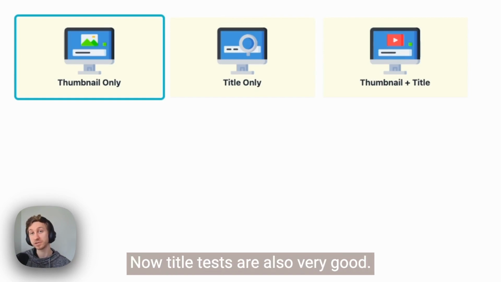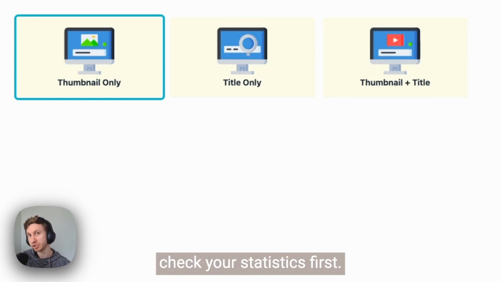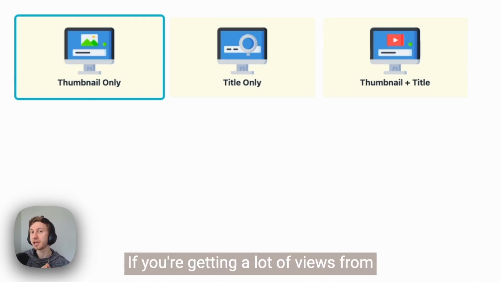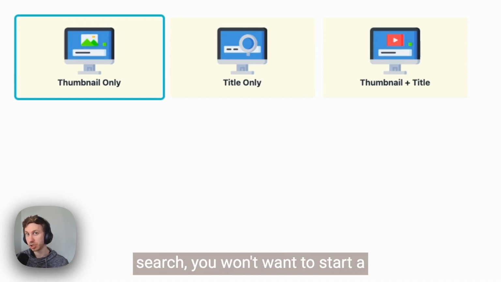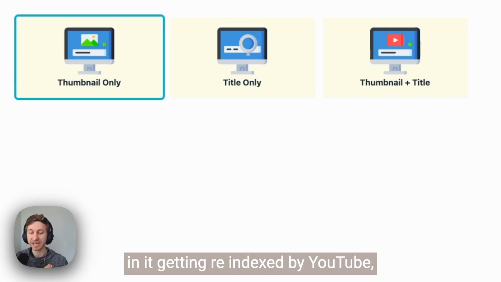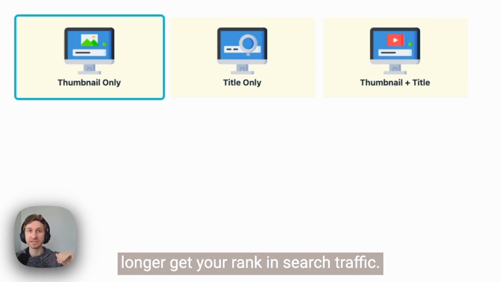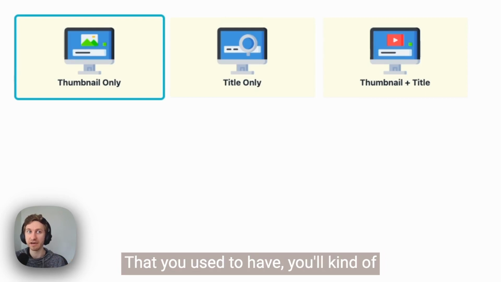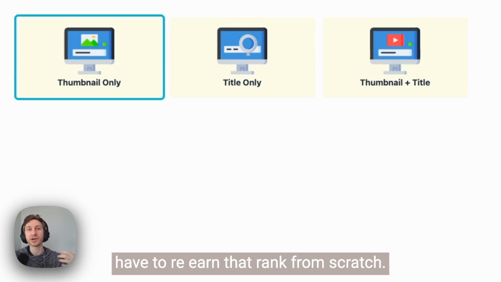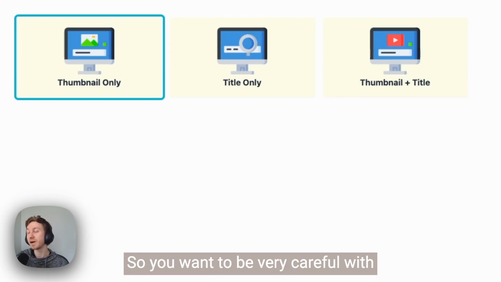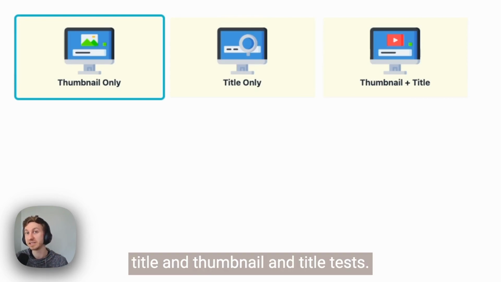Now, title tests are also very good, but you should always check your statistics first. If you're getting a lot of views from search, you won't want to start a title test or a thumbnail and title test, because changing the title on a YouTube video will often result in it getting re-indexed by YouTube, which basically means you no longer get your rank in search traffic that you used to have. You'll kind of have to re-earn that rank from scratch. So you want to be very careful with title and thumbnail and title tests.